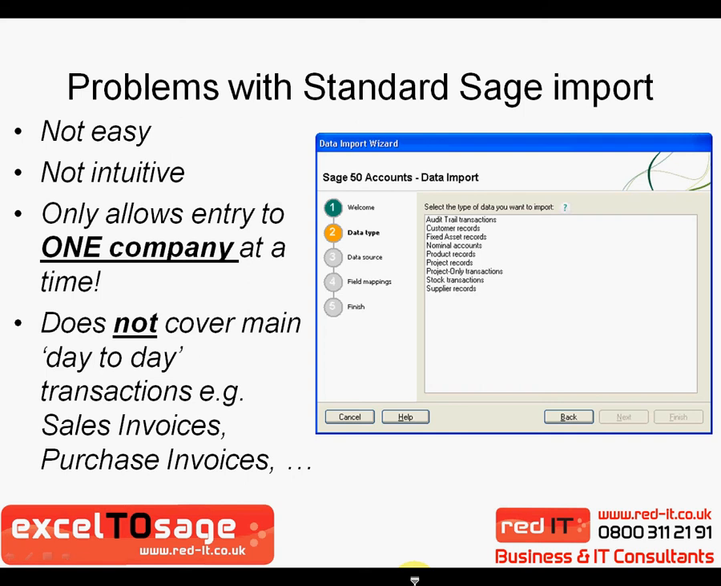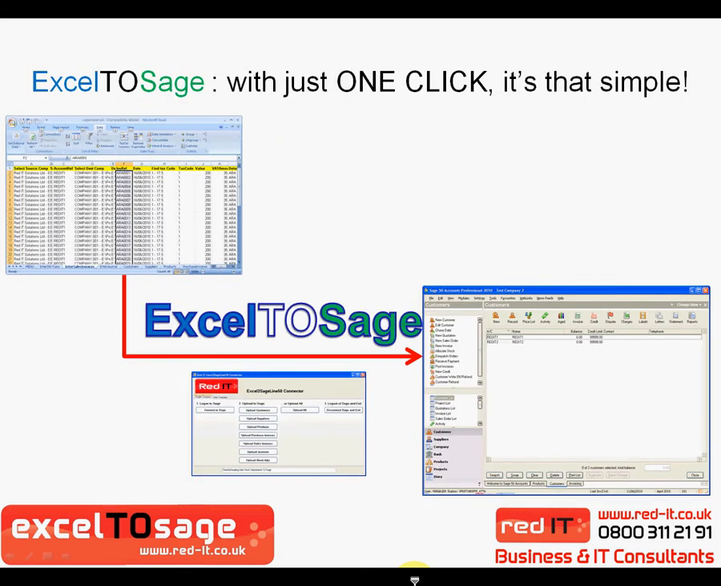Sage 50 does have its own utility, but it's not very intuitive or easy to use, and it only allows you to bring data into one company at a time. So it doesn't cover the main day-to-day activities, things like sales invoices and purchase invoices, very easily. So ExcelToSage takes away that particular headache and just allows you to bring stuff in directly from Excel into Sage 50 with just one click, which is what we'll look at in a second.